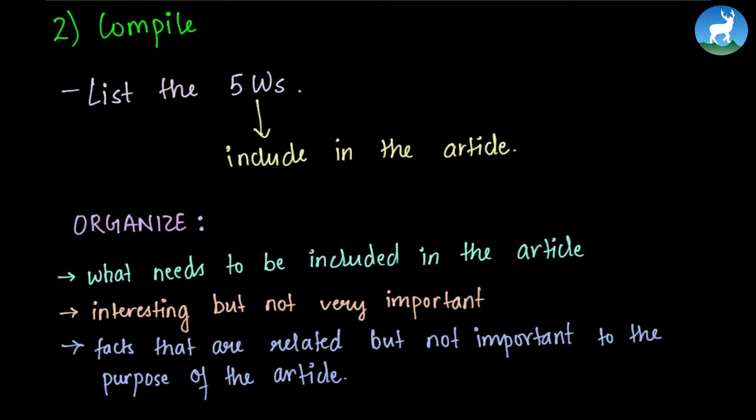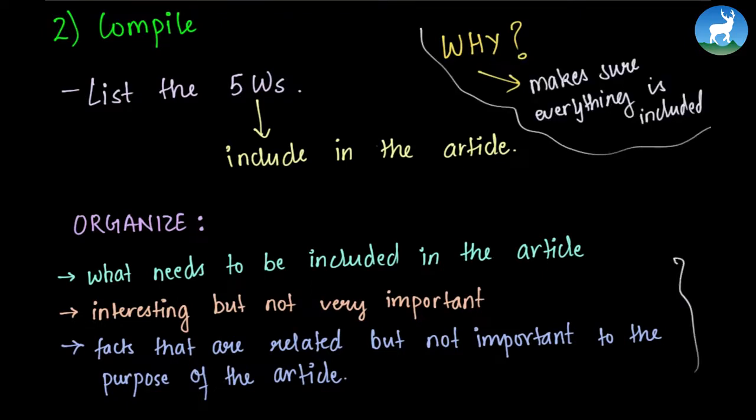But why do you need to do this? This step is really essential because this step makes sure that everything you need to tell your reader is included. So why do you need this step? You need to compile and organize them into these 3 categories because this makes sure that everything that you need to tell your reader is included in the article. And also, you need to be as specific as possible.